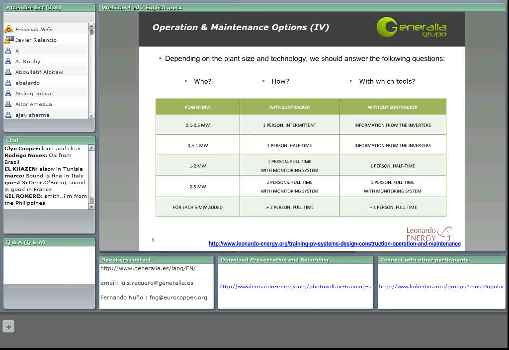As you can see, if we are using sun trackers, obviously we will need more maintenance than if we don't use them. So, for example, for a solar plant between 1 to 2 megawatts, we will have one person full-time and an advanced monitoring system if we are using sun trackers, and we will only require one person half-time if we are not using sun trackers.